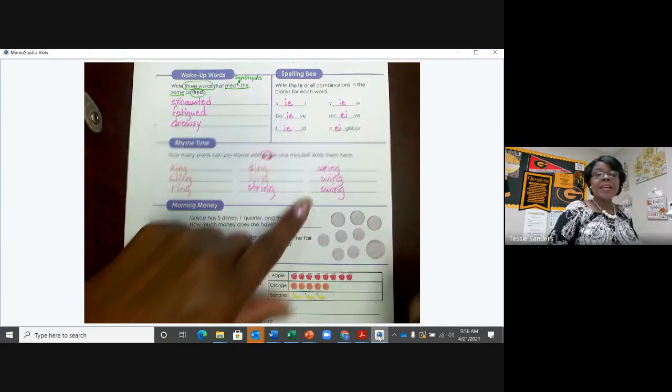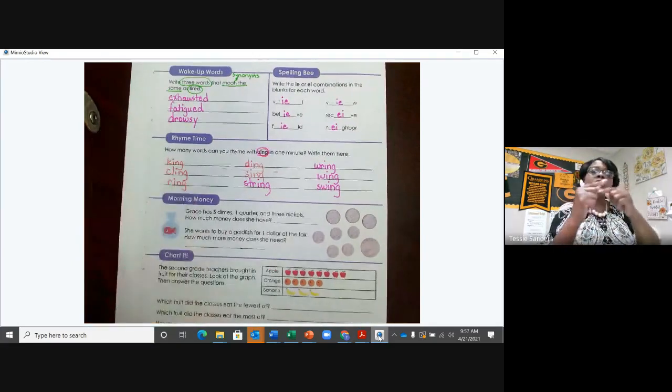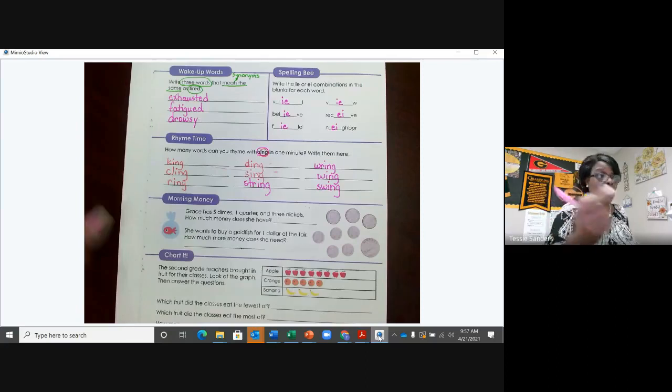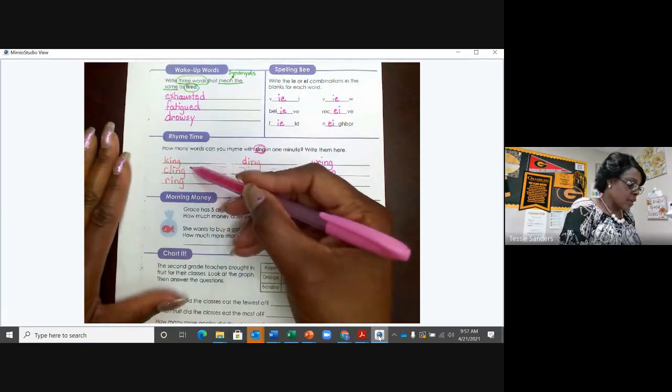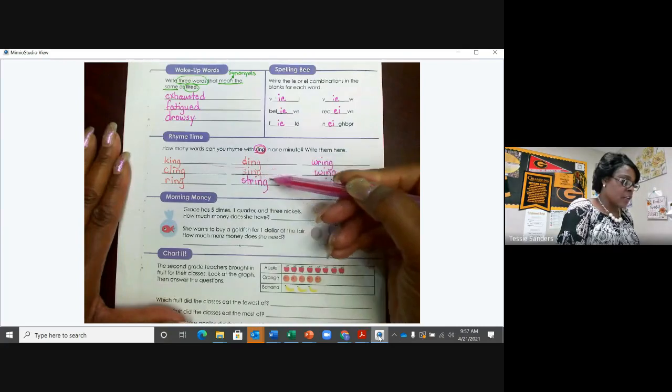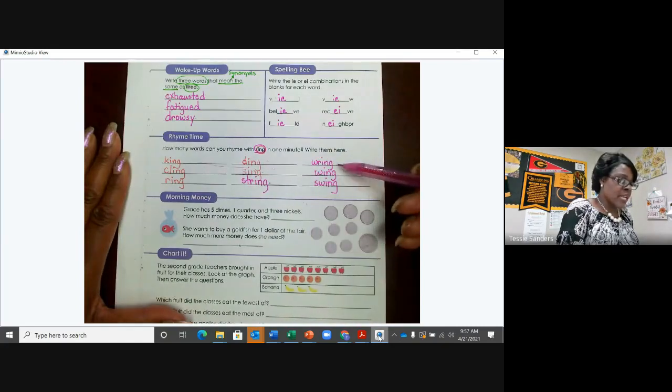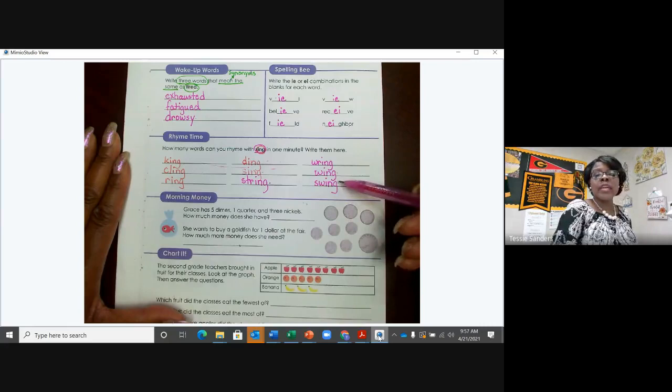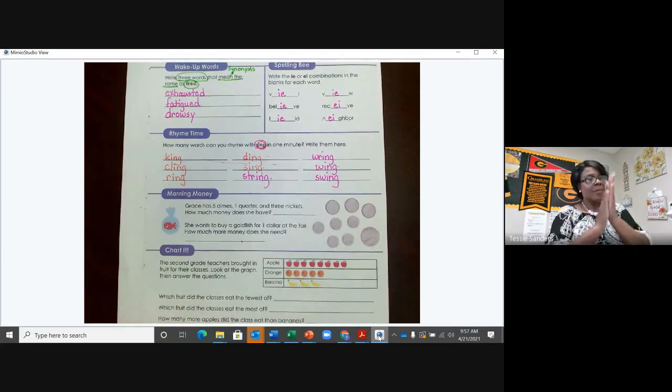S-W-I-N-G. Excitement. Now, let's quickly read the words that rhyme with sing. Are you ready? Go. King, cling, ring, ding, sing, string, ring, wing, swing. Great work. Give yourselves a hand clap.